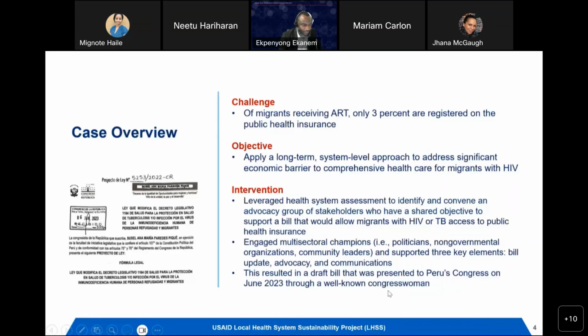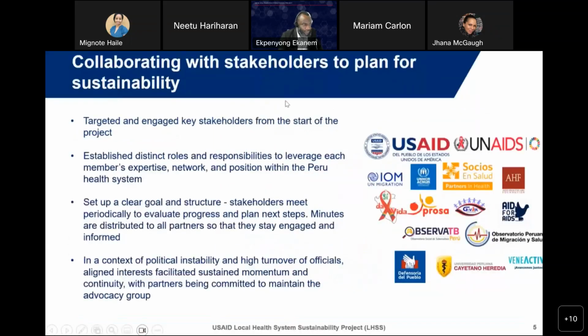several government institutions. So we targeted and engaged stakeholders from the start of the project. We have, I could say, a core group at the beginning, and then they involve other stakeholders in different areas. So we can see here all the stakeholders involved. We have United Nations agencies, international NGOs, local NGOs, the Ombudsman Office, the academia. And we established roles and responsibilities to leverage their expertise, networks and position in the health system.